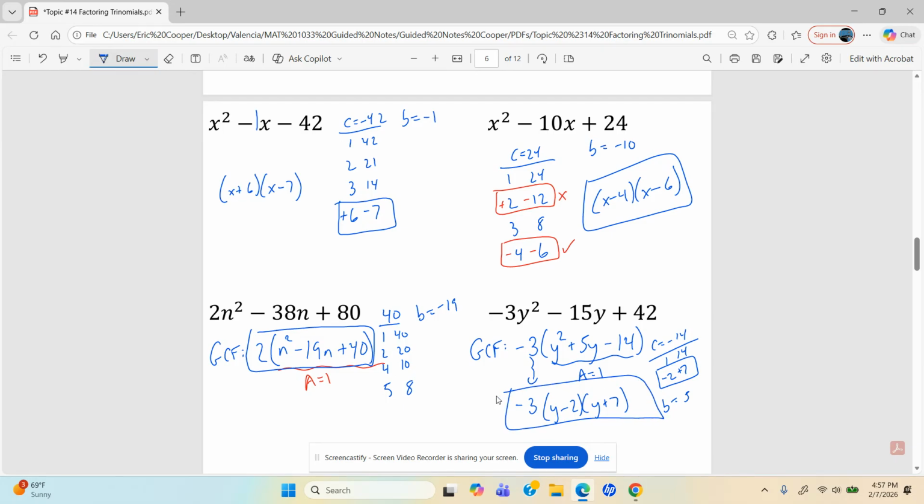So again, remember, we could take out a GCF from anything, we have to check and make sure if we can take out a GCF before we go through and factor it. Here's a great example of that. On the one with the 2n squared, we could not factor it any further, so we left it as is. But on the negative 3y squared, we could factor the inside further, so we finished the problem.